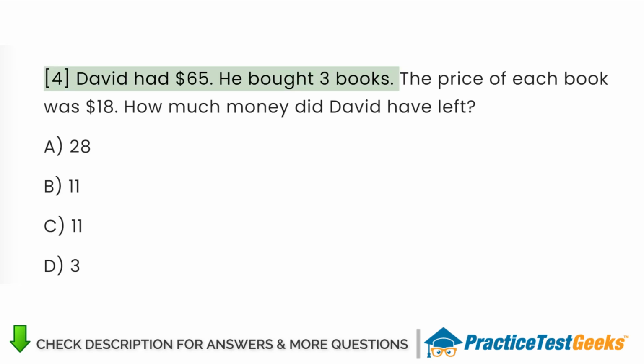David had $65. He bought 3 books. The price of each book was $18. How much money did David have left? A. 28. B. 11. C. 11. D. 3.